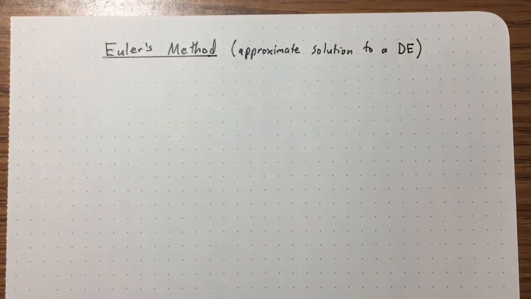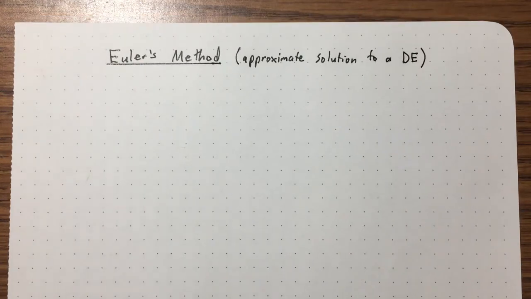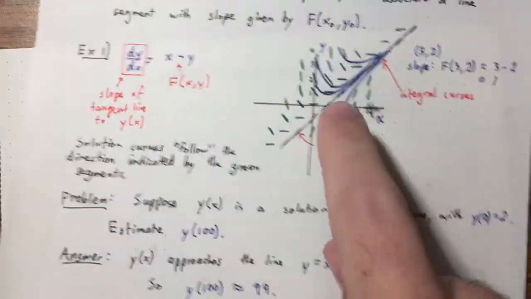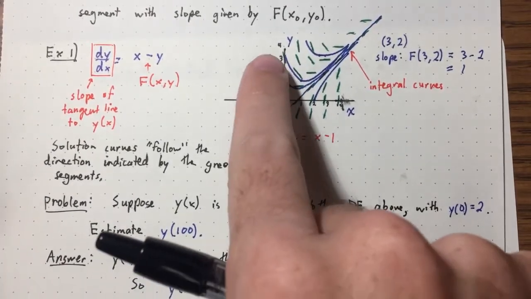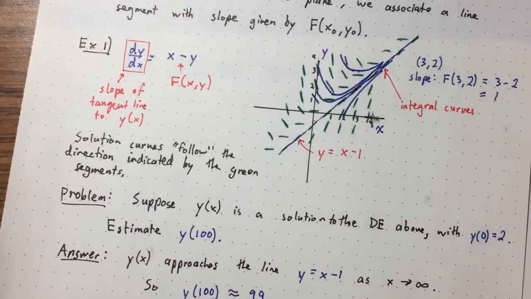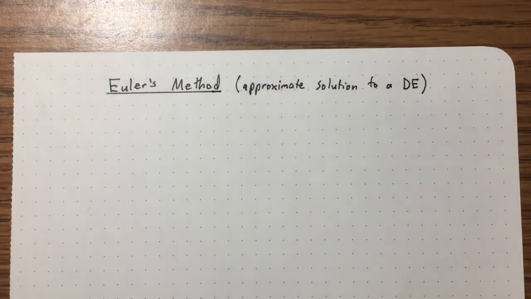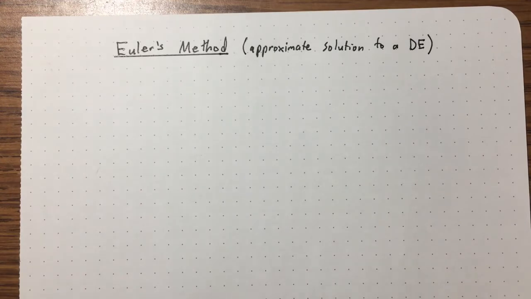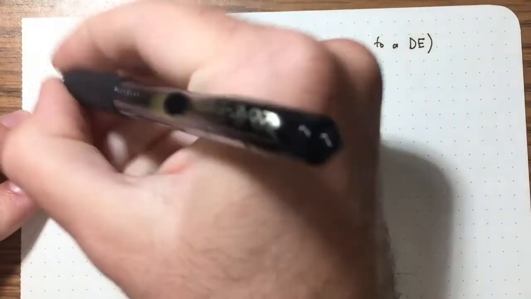But this is actually not going to be anything new, okay? So we already sort of talked about what Euler's method is doing. It's essentially just going to be trying to trace along the direction field to create this solution. But it's going to be doing it in a more systematic way. And in fact, this is something that you can actually program into a computer if you want.